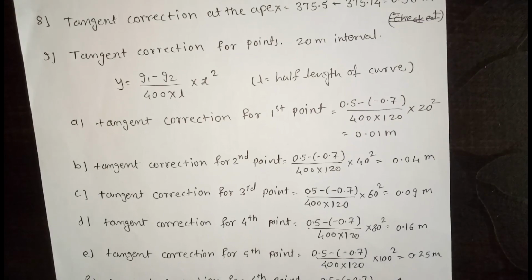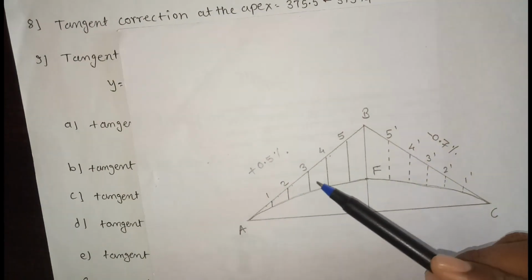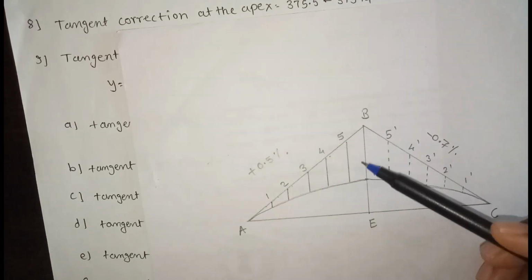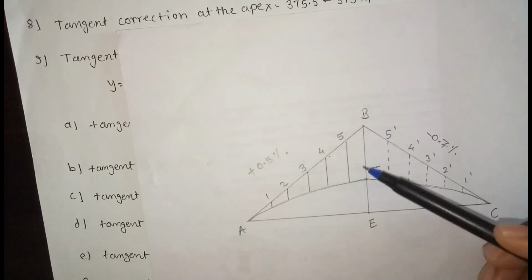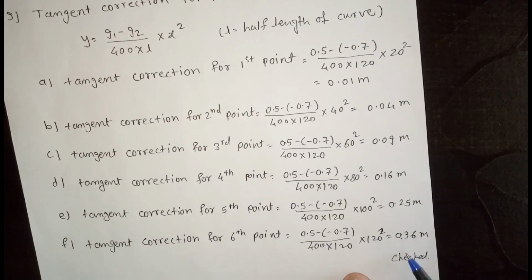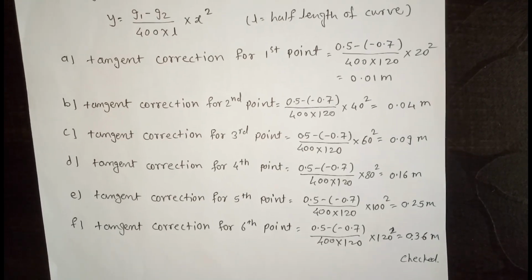So this is point 1, 2, 3, 4, 5 and this is the 6th point. This is the apex point. We just calculated 0.36 and this correction is also 0.36 meter. So this is the check.